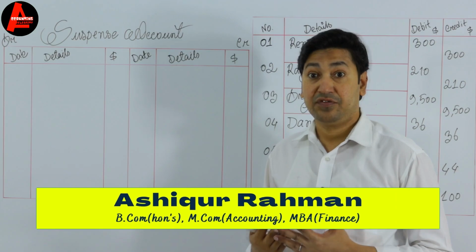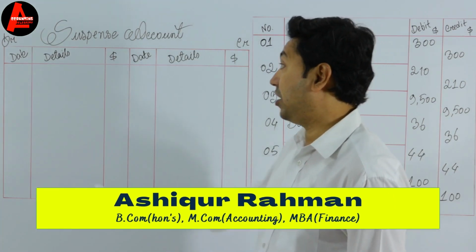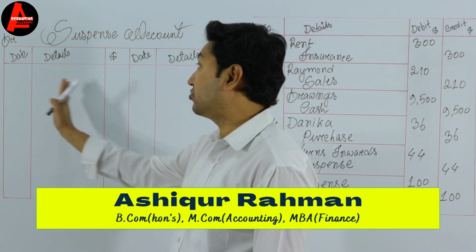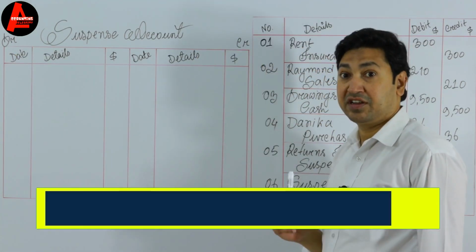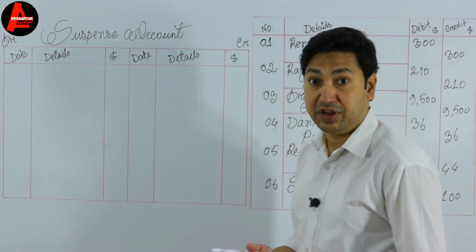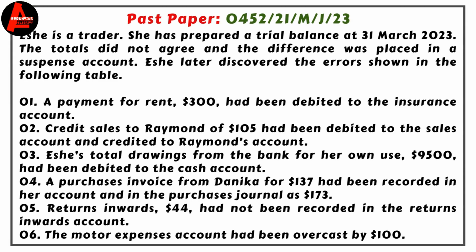So we have 6 columns in this format. We have here date, detail and dollar columns. These 3 are debit columns, and the same date, detail, dollar columns are credit columns. So before we write up here, let us have a look at the question.